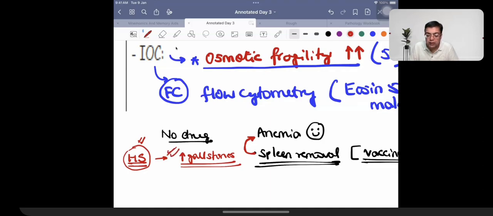In surgery, what you read about are pigment stones, pigment gallstones. You read about cholesterol gallstones, you read about pigment gallstones, you read about mixed stones. So pigment gallstones are going to be seen in case of hemolytic anemia. Pigment gallstones are going to be seen in case of hemolytic anemia. Right? This is what we need to remember.